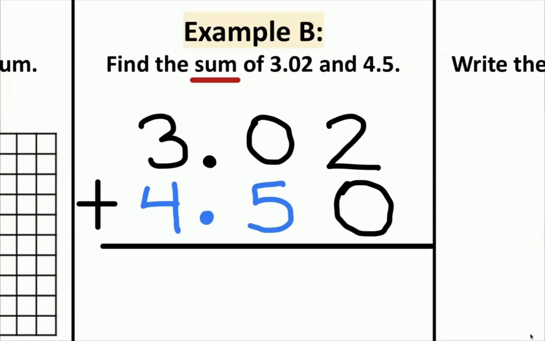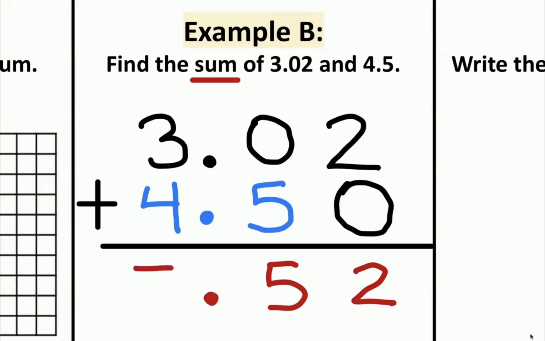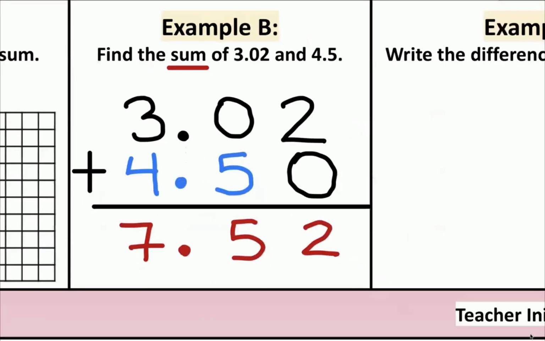Now, we're going to start on the right-hand side, and we'll start by adding 2 plus 0. 2 plus 0 is 2. 0 plus 5 is 5. We'll neatly bring down our decimal, and 3 plus 4 is 7. Now, remember, we can use estimation to help us make sure that we're correct. So here's what we got for our answer.